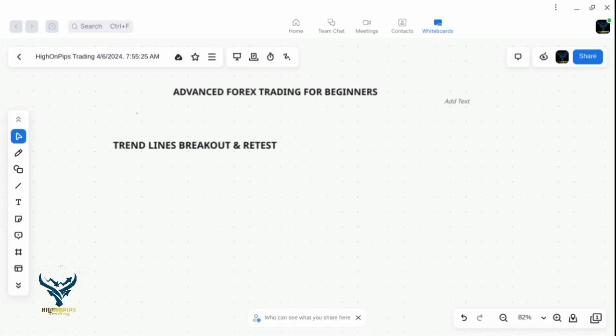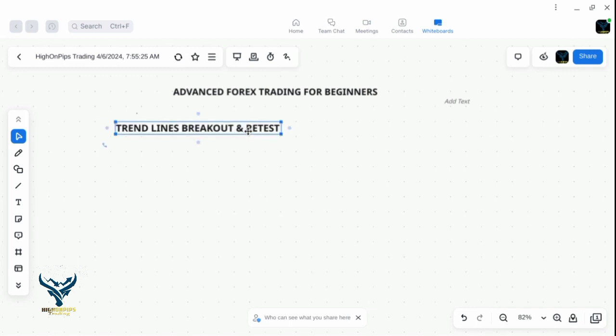Hello guys, so today we are going to continue and we'll be focusing on trend line breakout and retest. Based on our previous lesson, remember I spoke about trend lines, what they are, and they help us to determine the trend of the market, where it is going and when it has changed direction. So trend line breakouts help us to determine if the trend has changed direction.